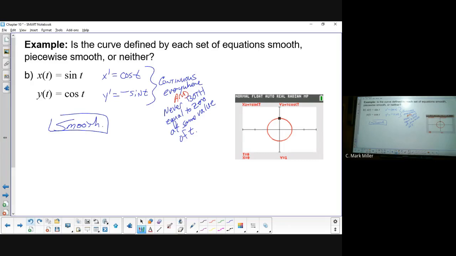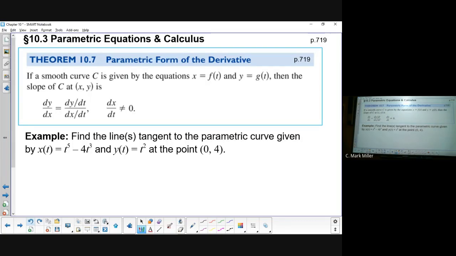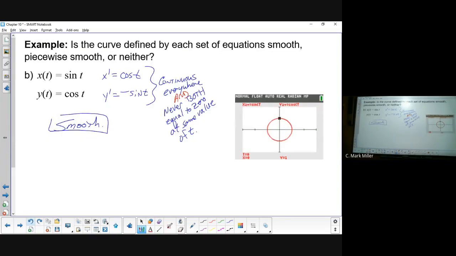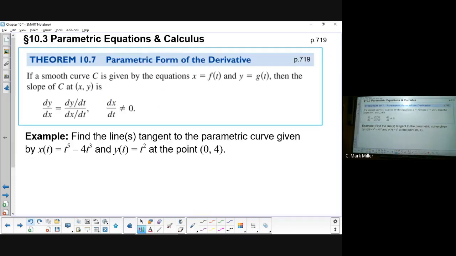Okay. Well, we're going to do more of that later. Parametric equations and calculus. We're finally going to do some calculus. Well, actually, we did a little calculus here. We had some derivatives, right? You know what? I'm going to jump to this example. I'm going to skip this one, just in the interest of time. I can always come back to it, right?